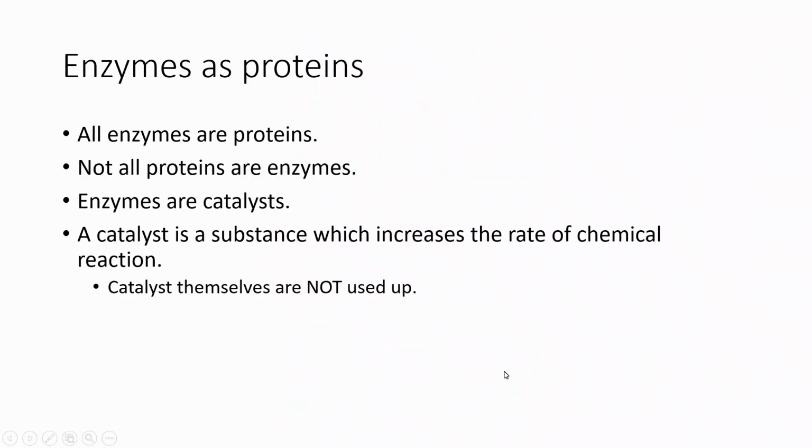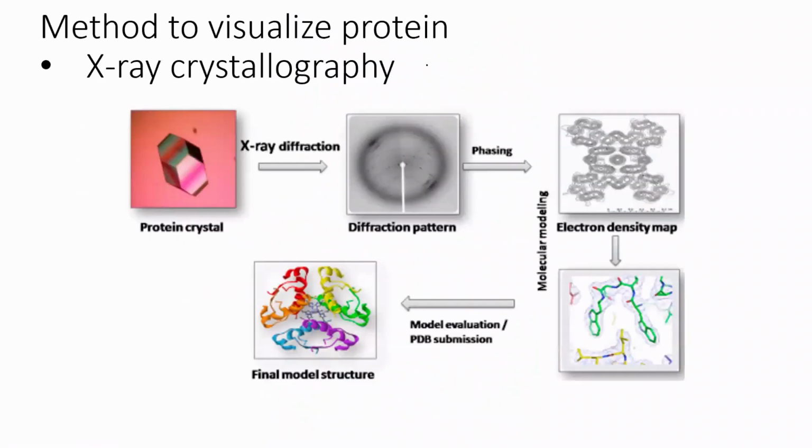So what type of method do we actually have? One of the methods to visualize a protein, which is the most advanced one, is X-ray crystallography. So this is the method to visualize a protein. The first thing is that we need to have the protein crystal. So how do we get the protein crystal?